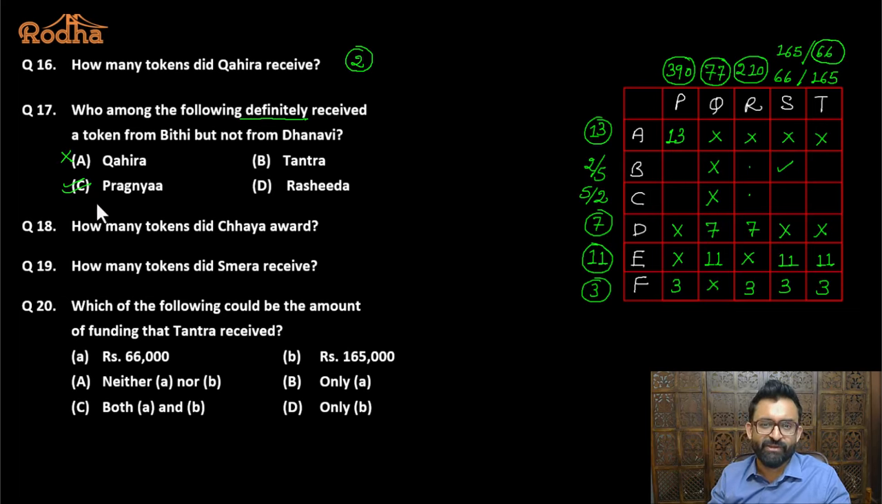We got the answer C, so we don't have to check Rashida. Fine. Rashida in fact got a token from Dhanvi. So that is something which we can eliminate.